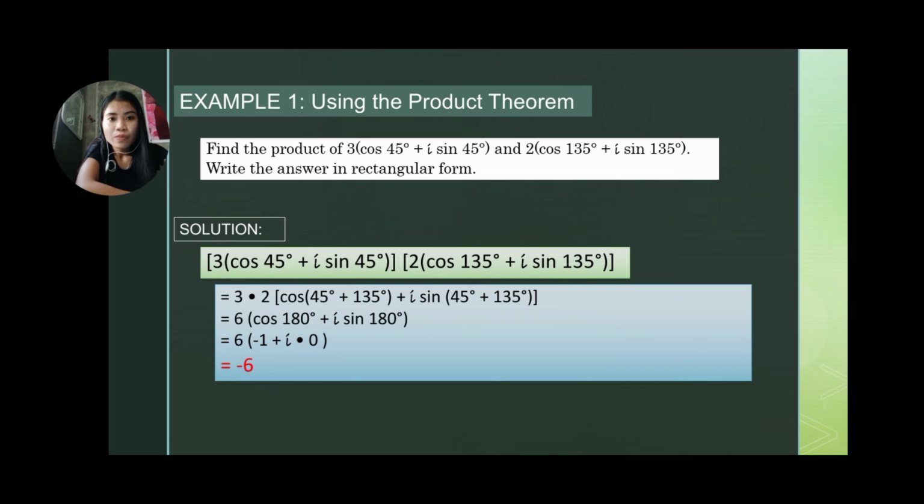So the solution is 3 times 2 is equal to 6, times the parenthesis of cos of the quantity 45 degrees plus 135 degrees plus i sin of 45 degrees plus 135 degrees. We have 6 times the quantity cos 180 degrees plus i sin 180 degrees, which equals 6 times cos 180 degrees, whose value in trigonometry is negative 1, plus i times sin 180 degrees, whose value is 0. Therefore, we have the product of negative 6.